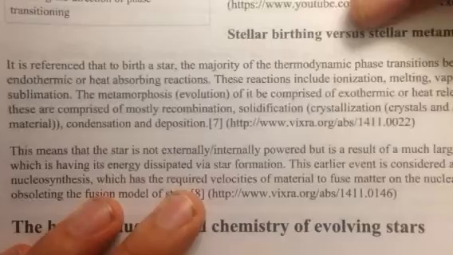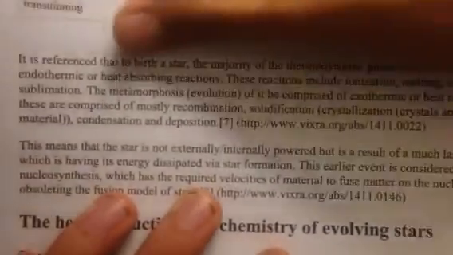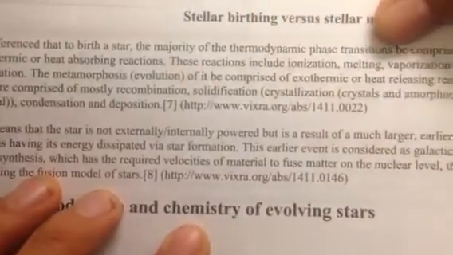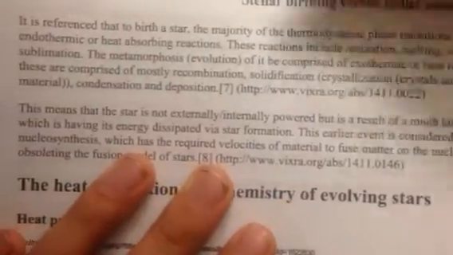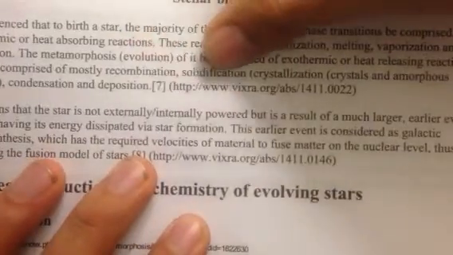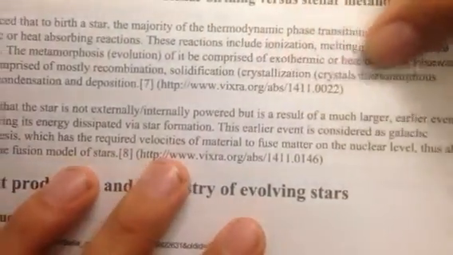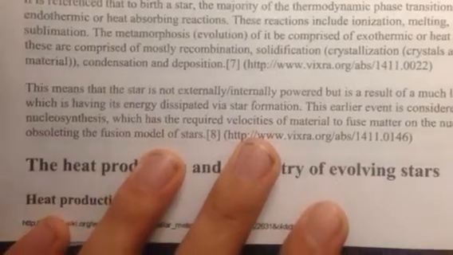It is referenced that to birth a star, the majority of the thermodynamic phase transitions must be comprised of endothermic or heat-absorbing reactions. We went over that earlier, heat-absorbing. These reactions include ionization, melting, vaporization, and sublimation. The metamorphosis evolution of it will be comprised of exothermic or heat-releasing reactions. These are mostly comprised of recombination, solidification, which is crystallization of crystals and amorphous material, condensation, and deposition.